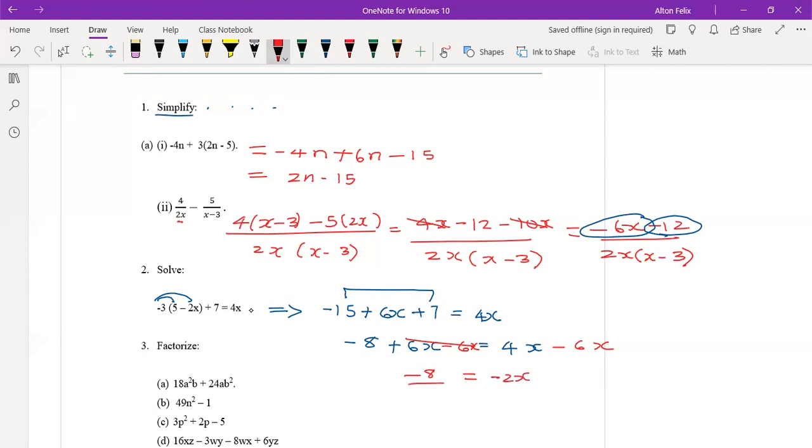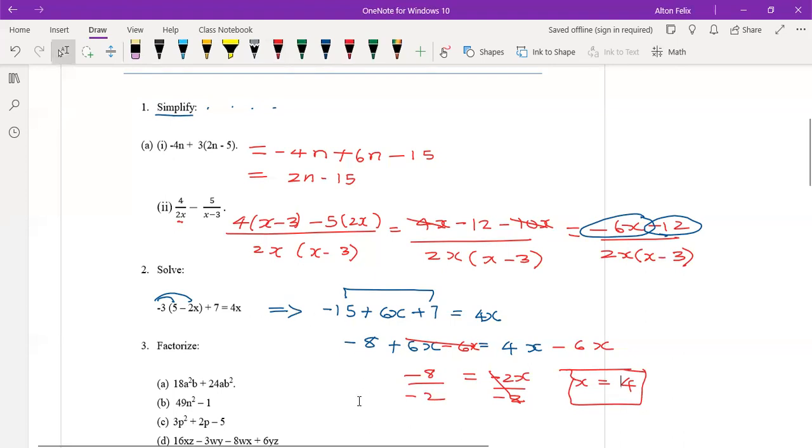And then we proceed to divide both sides by minus 2. This will cancel out. And minus 8 divided by minus 2 is plus 4. So you end up with x equals 4. There you go. So that is question number 2.